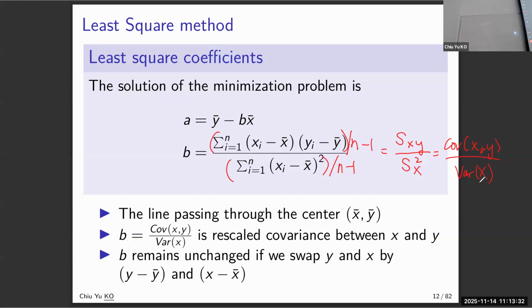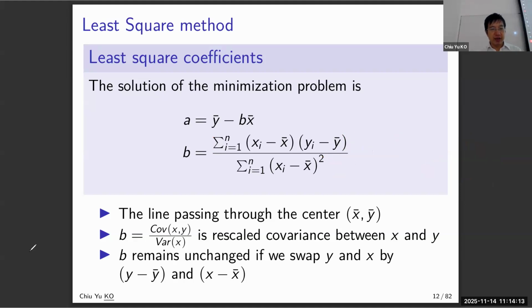So it means that B is closely related to this quantity, right? And if you check, if variance of X is 1 and variance of Y is also 1, then B is just the correlation coefficient. Basically, B is somewhat a scaled correlation coefficient, or scaled covariance if you want. What does that mean? It means the following.